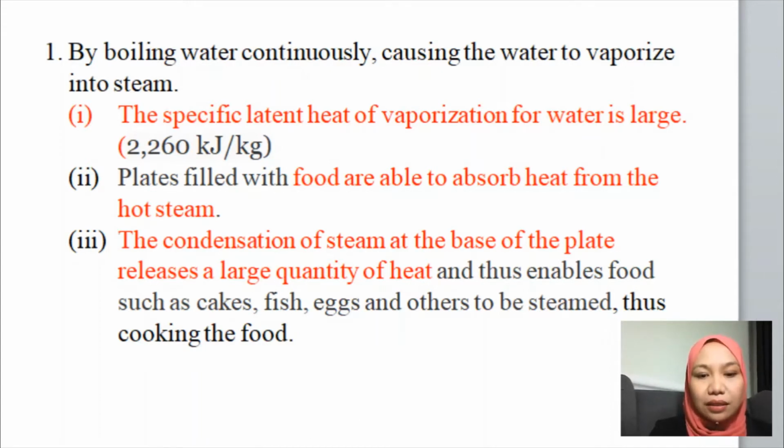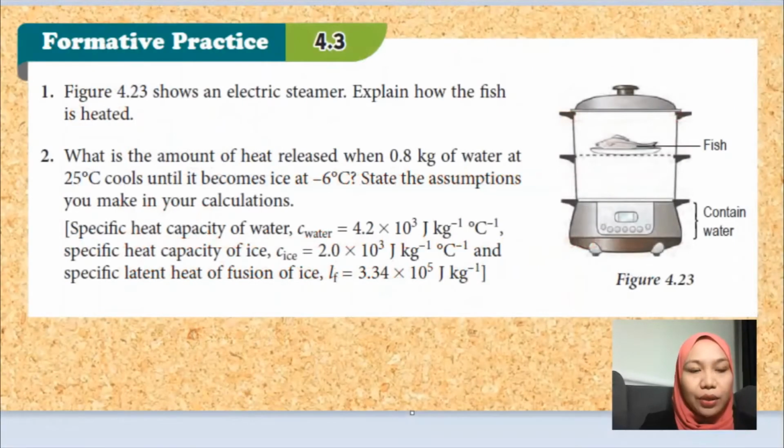Next question. Question 2. What is the amount of heat released when 0.8 kg of water at 25 degrees Celsius cools until it becomes ice at -6 degrees Celsius?